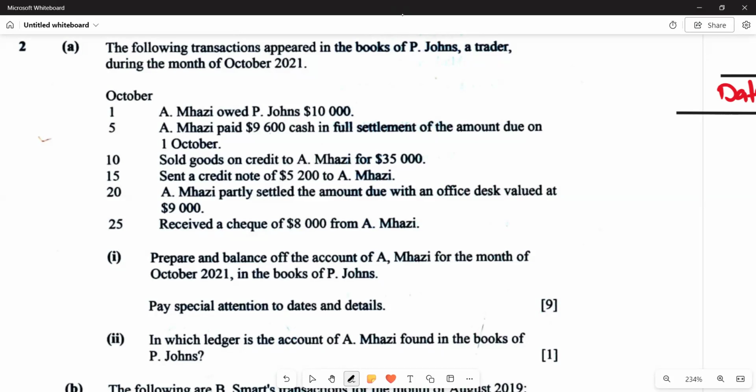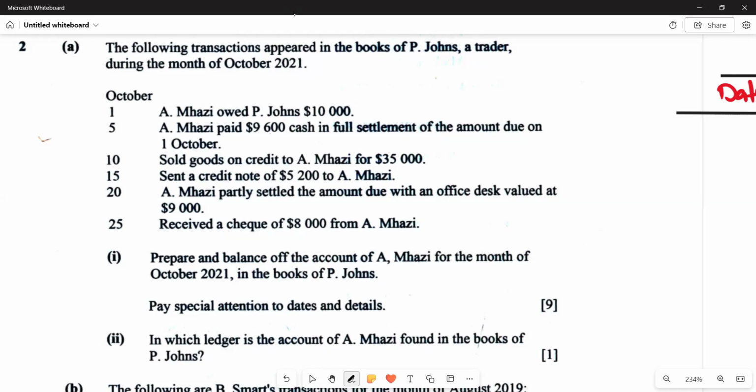Today, we want to look at the preparation of the ledger account. We're going to prepare a debtor's ledger account. So this is question 2A on the question paper of June 2024, and we're going to go through the question and answer it. If you go to 2A, it reads: the following transactions appeared in the books of P. Jones during the month of October 2021. Then we're given transactions from October 1 to October 25.